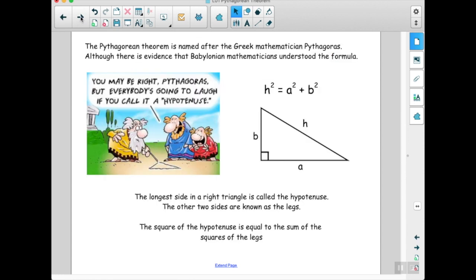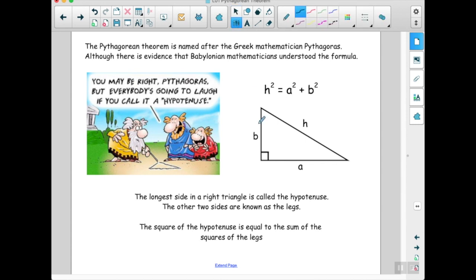Next slide, just reviewing the Pythagorean theorem. The Pythagorean theorem is named after the Greek mathematician Pythagoras, although we have lots of evidence in math that the Babylonians actually understood this formula first. In order to use the Pythagorean theorem, we do need a right angle triangle, which we do have here.